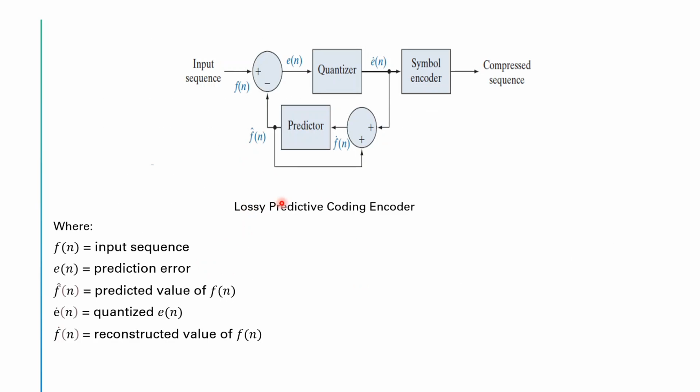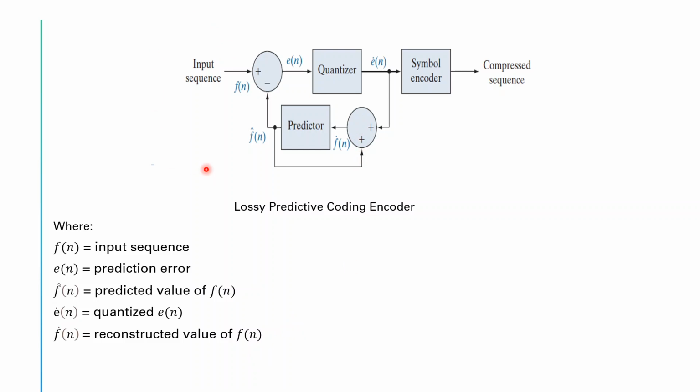Here is the lossy predictive coding encoder, where f(n) is the input and f cap of n is the predicted value of f(n). The error e(n) is given by e(n) = f(n) - f cap of n. After quantization we get e cap of n. Then f cap of n is fed back to the predictor, where we get f dot of n, the reconstructed value of f(n).